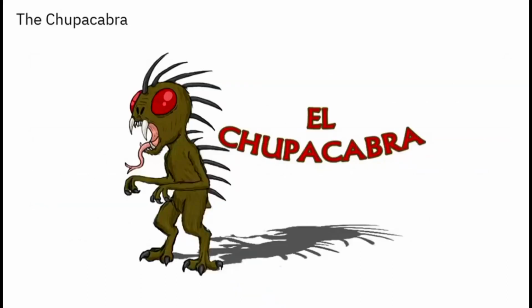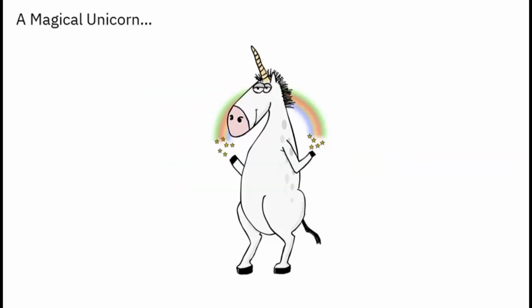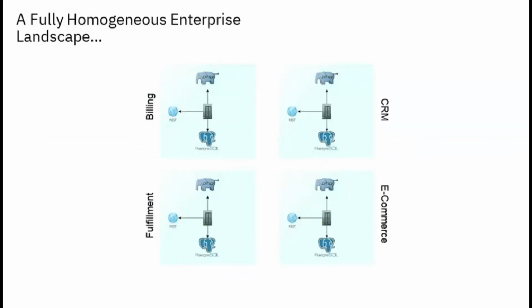Number 1 is El Chupacabra. So it's familiar. It's a Native American folklore animal from the US. There's a magical unicorn. And of course, a fully homogeneous enterprise landscape. You're probably figuring out these things. What they all have in common is that none of those things really exist in real life, as we know.